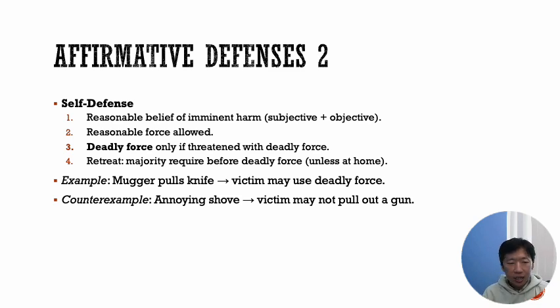The example is, if the mugger pulls a knife, the victim can use deadly force. The counter example would be, if there's just an annoying shove, the victim may not pull out the gun.